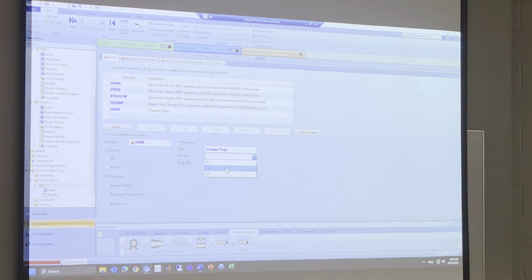Stream maybe S2 input stream to the pipe. The property we are looking for is density. But as you can see, we cannot find the density. If we cannot find the density, what do we need to do?